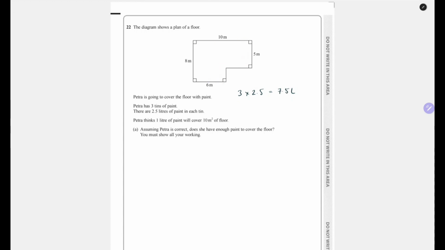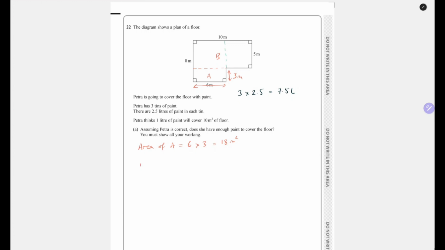We're going to cut this shape into 2. We can either cut it here, or we can cut it here. So let's go with the first option, and we call this shape A, and we call this shape B. So area of A is its base, which is 6, multiplied by the height here. And that's just going to be the 8 meters minus the 5 meters, which is 3 meters. So 6 times 3, which is 18 meters squared.